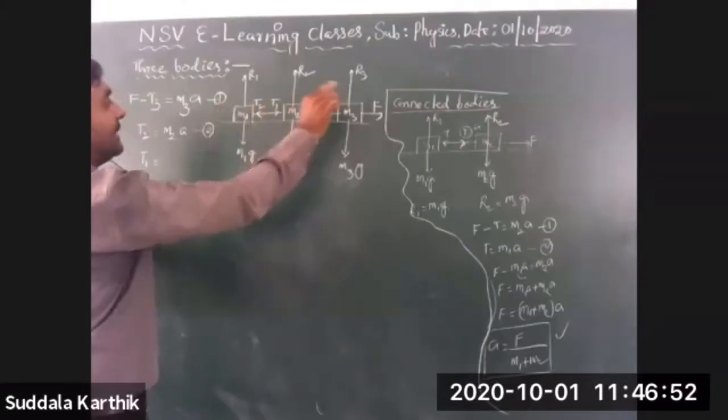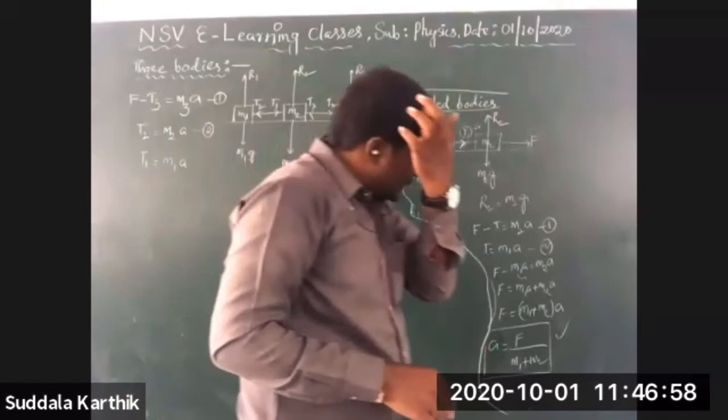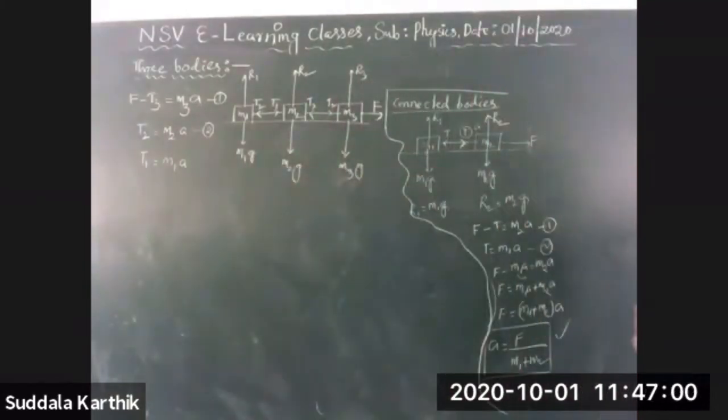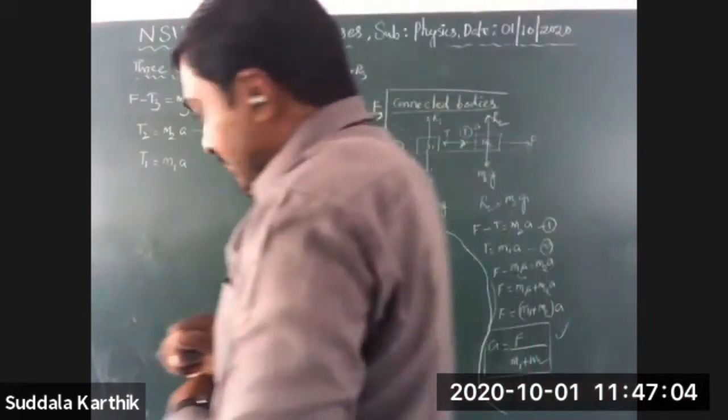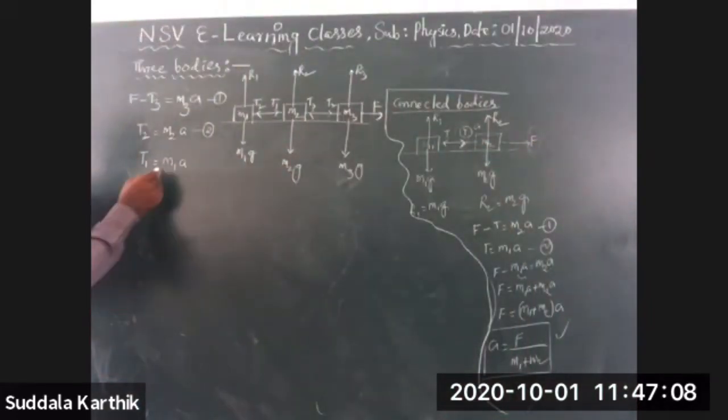Tell me, T1 equals T3? T1 is acting in which direction? In this direction. It is moving in which direction? In this direction. T1 is equal to M1 into A. Tell me, T1 equals M1A, T2 is equal to M2A.